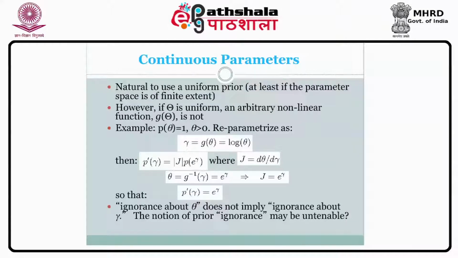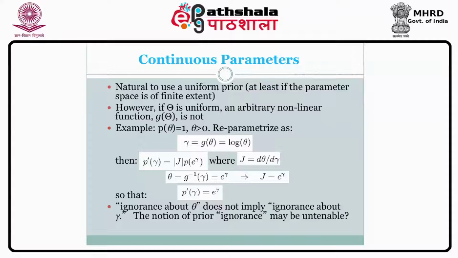Now, if you are interested in some function of theta, like say gamma equals log theta, it is quite natural that if you do not have any idea about theta, you also do not have any idea about the parameter gamma, because it's basically log theta. You do not know theta, so how will you know log theta? So if you assign the uniform prior pi theta equals 1 for theta, you must assign the uniform prior pi gamma equals 1 for gamma.